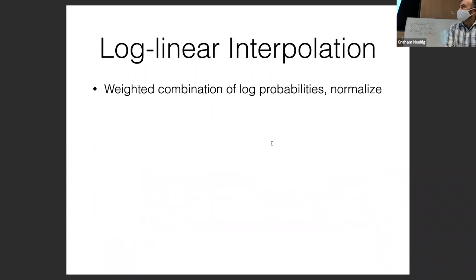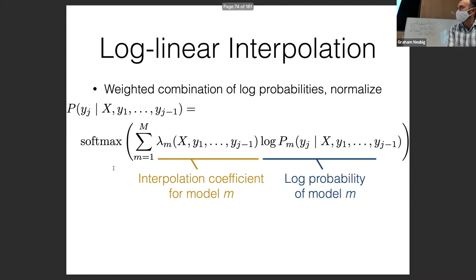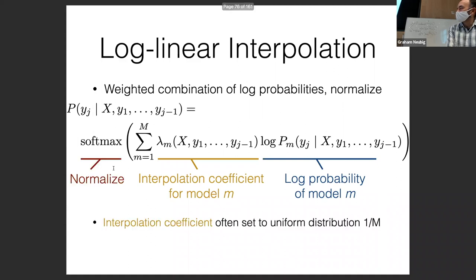This is another way, log linear interpolation. And this is a weighted combination of log probabilities and then normalizing. So what we do here is we have a score that we multiply into the model probability, the log probability, and then we renormalize it with the softmax to get the final probability. And this is an interpolation coefficient for model M, and this is the log probability of model M. And we normalize. And this could also be set to the uniform distribution, for example.